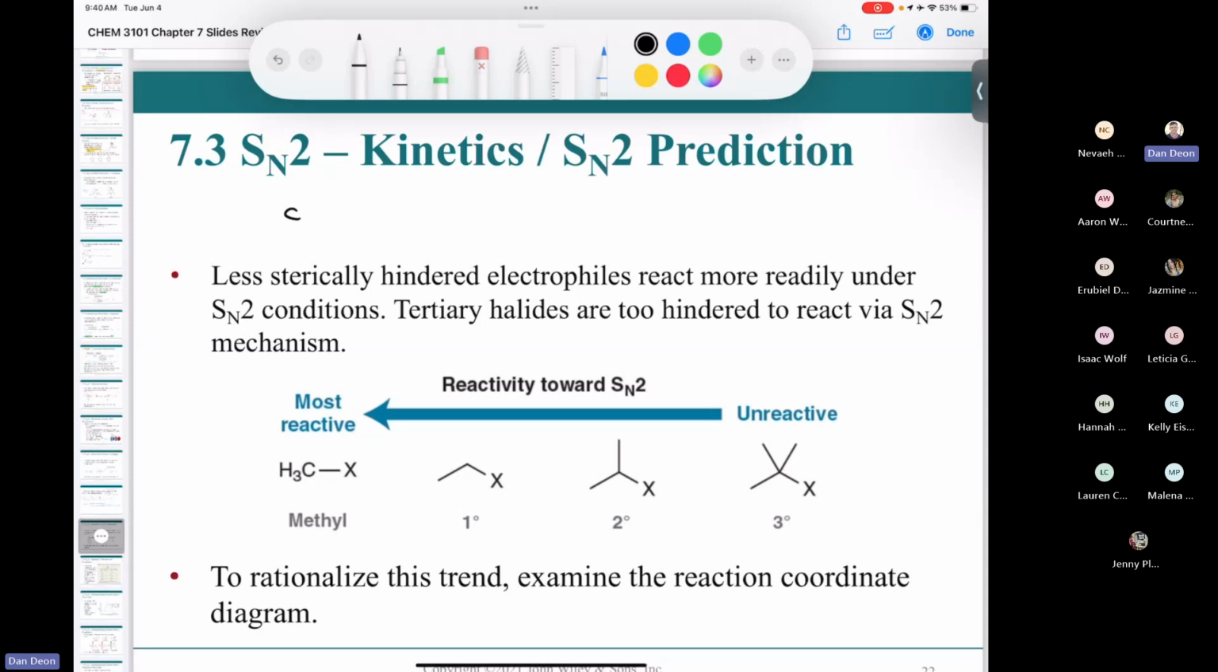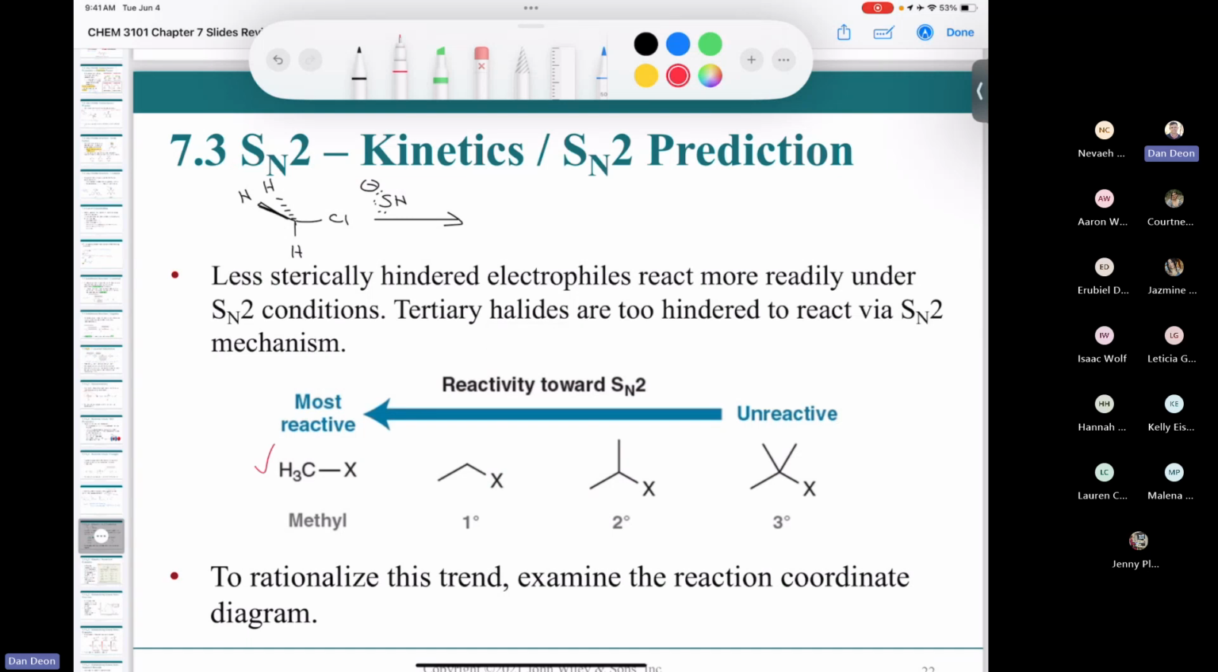If I have a methyl group, CH3, and then Cl, so that's methyl chloride, right? My nucleophile, let's say you have the sulfhydryl ion again, okay? It's going to be very easy for the nucleophile to come in and attack, because protons are so small that they're not going to cause any steric hindrance whatsoever. So this is going to work really, really well. So that's why methyls are so reactive.